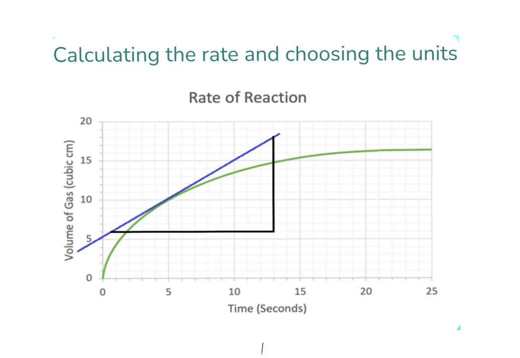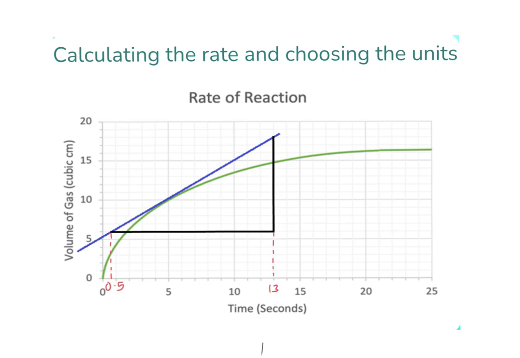Once we've drawn our triangle, what we need to do next is work out the distance for the horizontal black line and the vertical black line. So the first thing I'm going to do on the left-hand side here is draw a vertical dotted line down from the end of the black to the x-axis and at the other end. And I'm going to read off from the scale what those two values are.